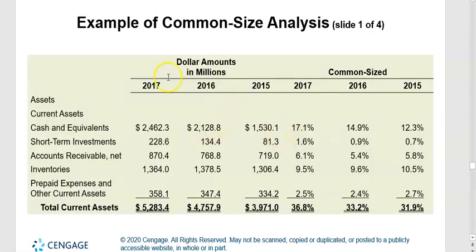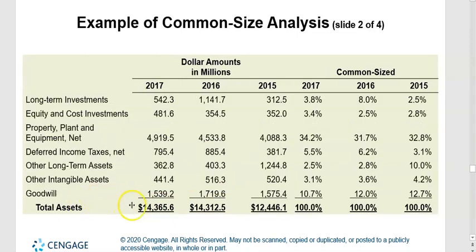Okay, so here we have 3 years' worth of dollars on the balance sheet with respect to the current assets. And then what they do is they convert them to percentages. In this particular case, let me see, do they go down to total assets? Total assets is the 100% figure. So everything is divided by total assets.